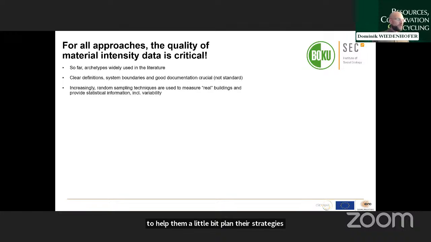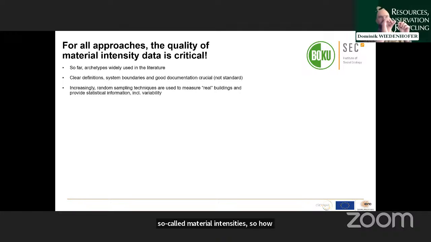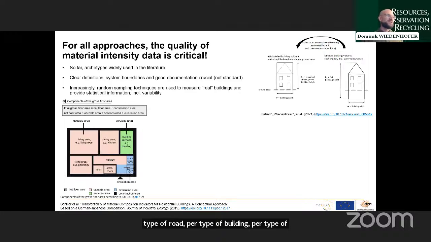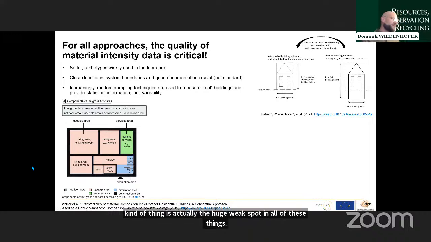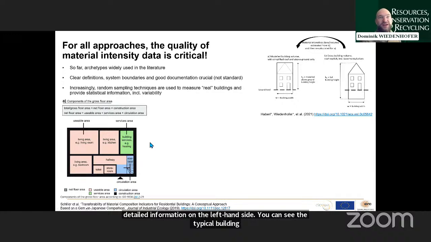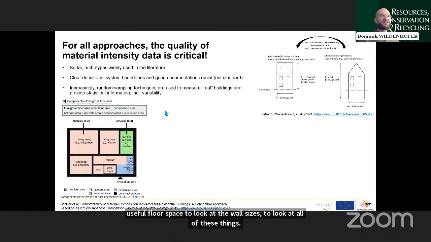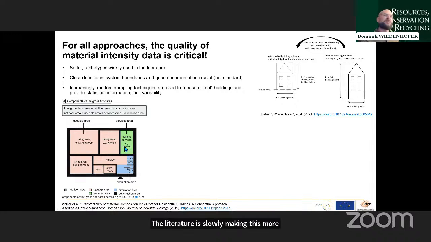The last thing I want to mention is that no matter which approach, so-called material intensities, so how much material per type of road, per type of building, per type of whatever you're mapping, that kind of thing is actually the huge weak spot in all of these things, okay? So we have a lot of information. We need very detailed information. On the left-hand side, you can see the typical building. There are actually ISO standards on how to define what is useful floor space, to look at the wall sizes, to look at all of these things. The literature is slowly making this more explicit, but it's tricky to have good data on this.